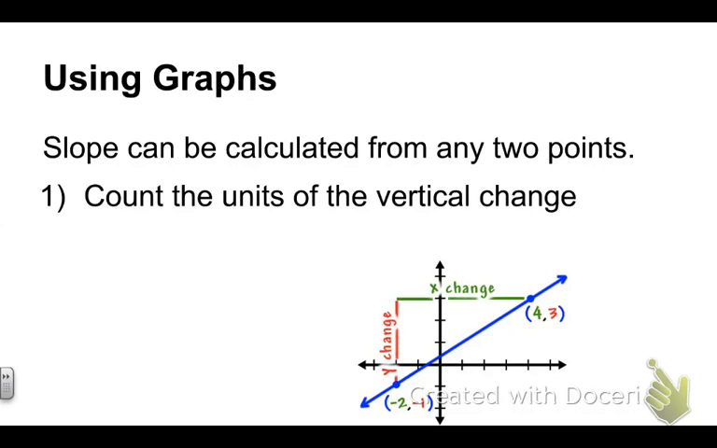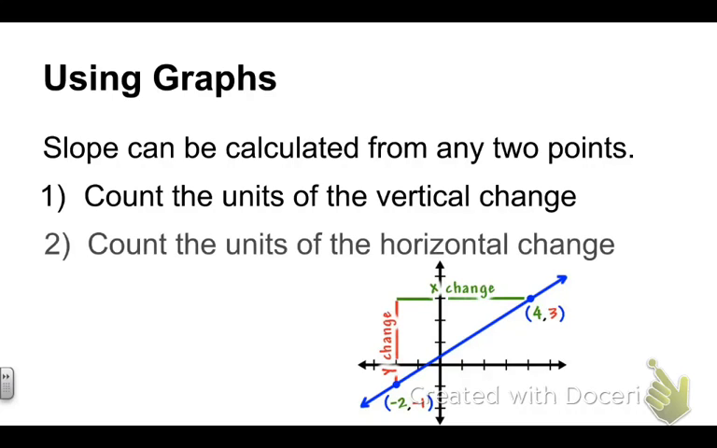The first thing you need to do is count the units of vertical change. How many are you rising up? And then, second step, count the units of the horizontal change. How many units are you running over? All right, it's up and over. It is a complete vertical line and a complete horizontal line from one point to the next. Rise over run.